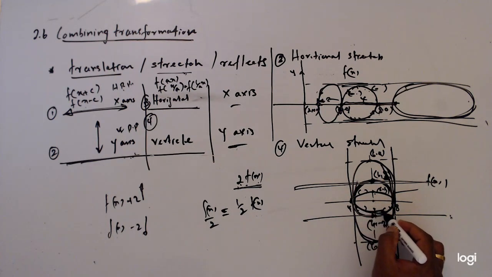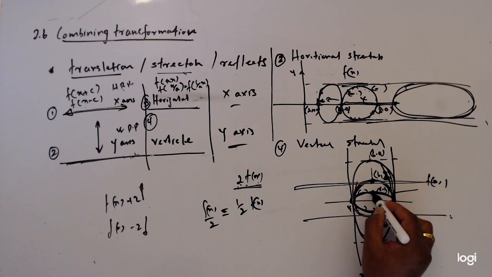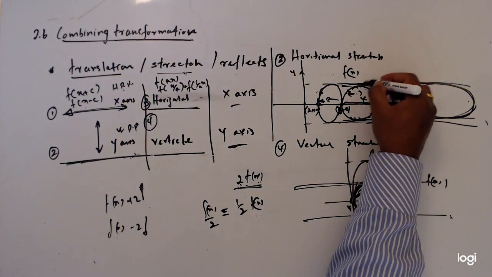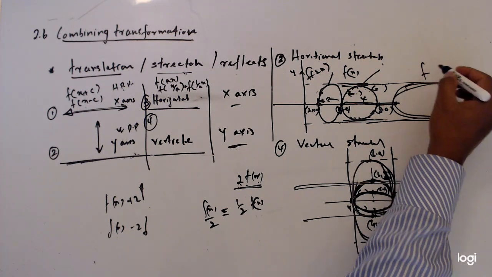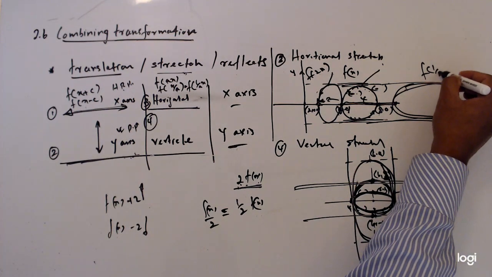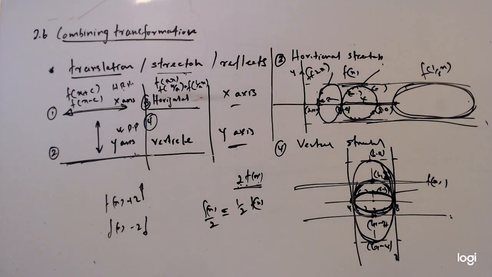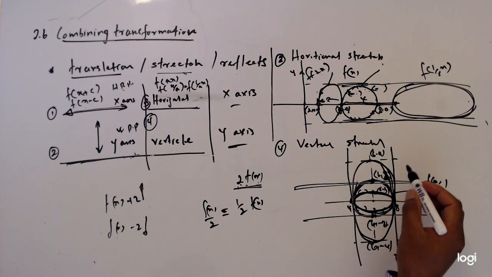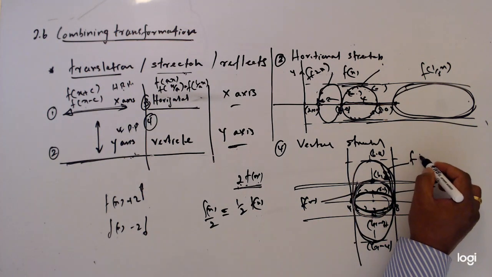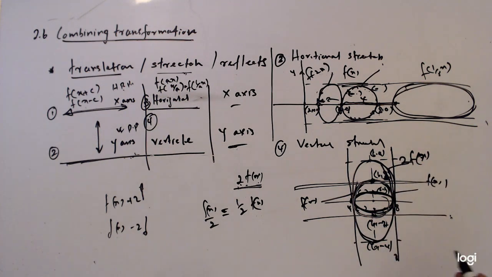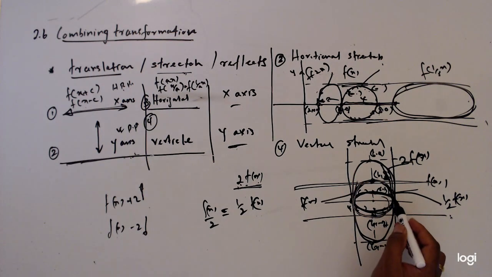This graph. This is f(x). This is f(2x). This is f, I think I drew 1/3 x. And this is f(x), this circle. This is f(x) times 2. And this one is half f(x), the small rugby ball.